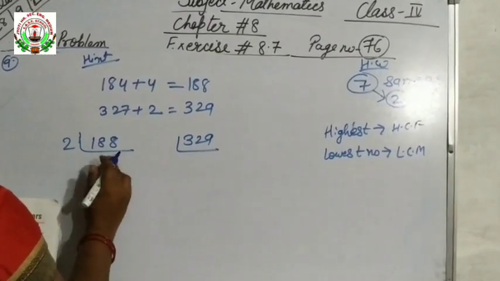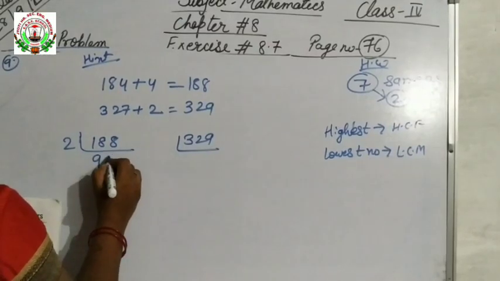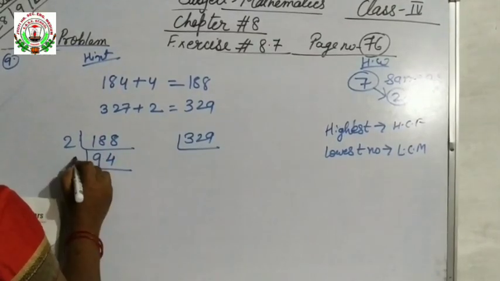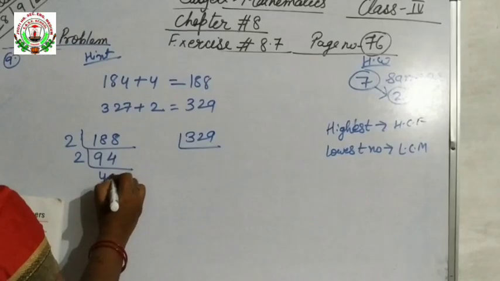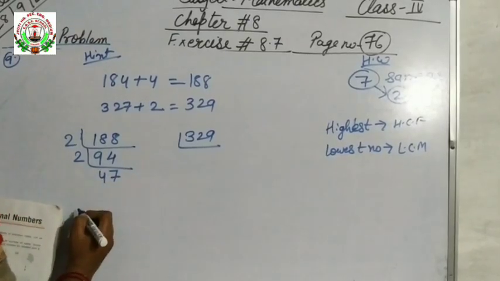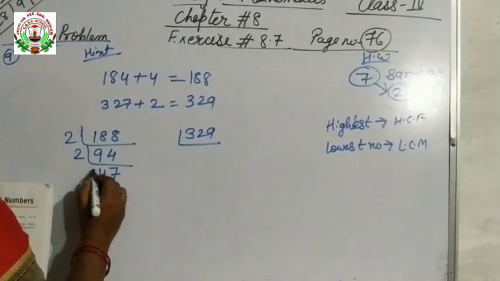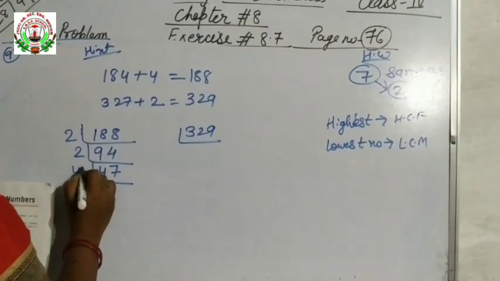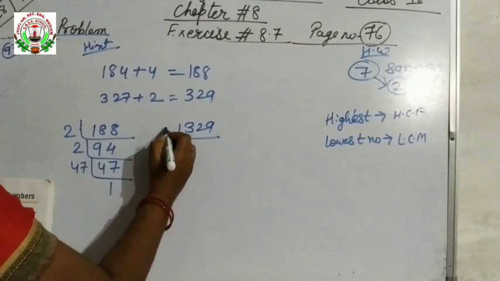188. It is an even number. 2 nines are 18, 2 fours are 8. Again it is divisible by 2. 2 fours are 8, 2 sevens are 14. Okay. Now 47 is divisible by 47 one time.